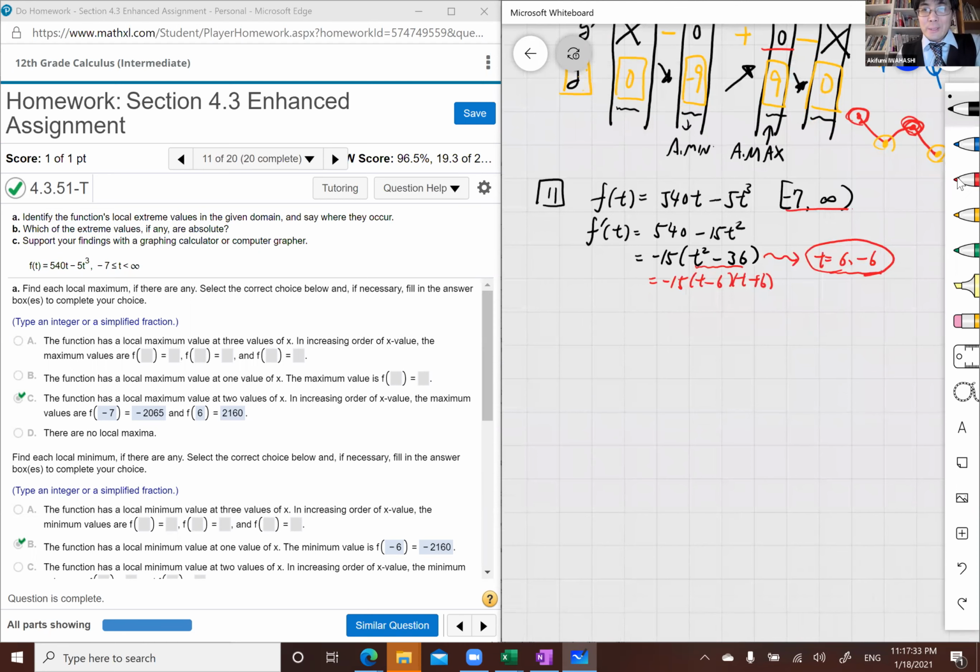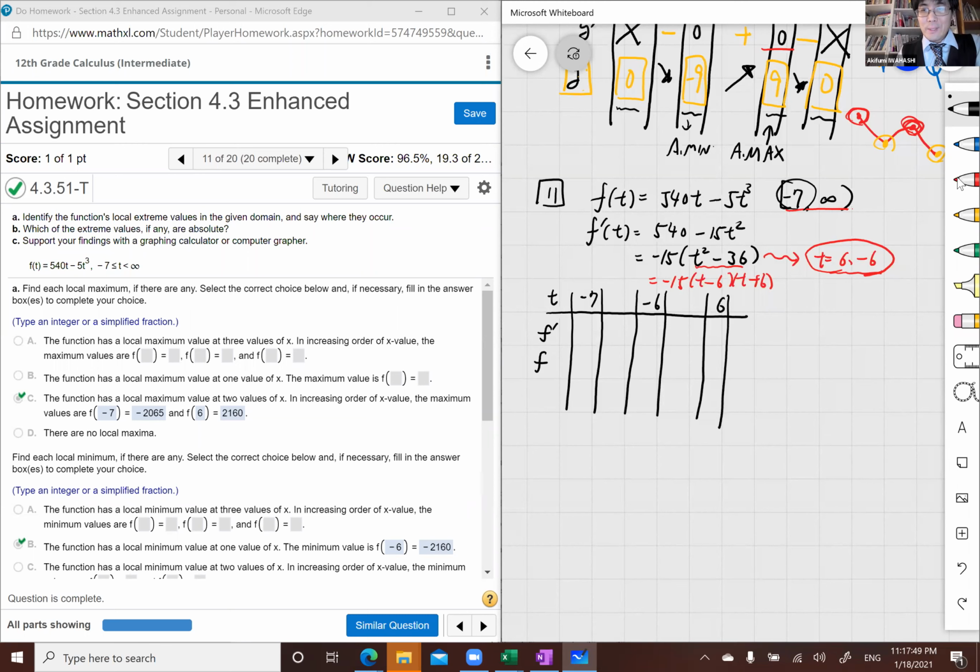Let's quickly draw the increasing-decreasing table. The domain starts from -7, goes through the critical values, and goes to infinity. The slope becomes 0 here and here. And this is an upside-down parabola, a quadratic function. So it's going to be negative, positive, negative in order. So the original function is decreasing, increasing, and decreasing.